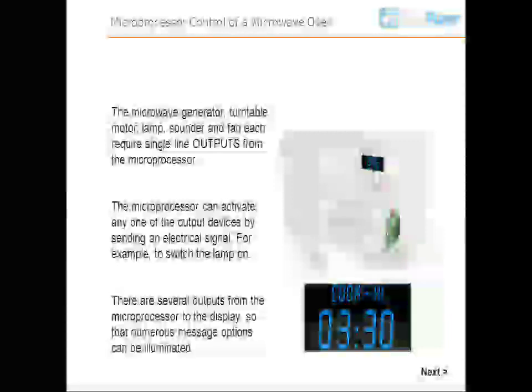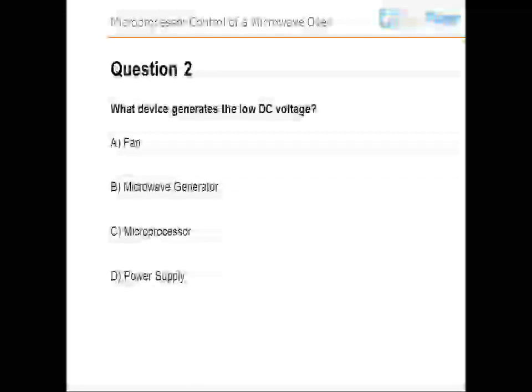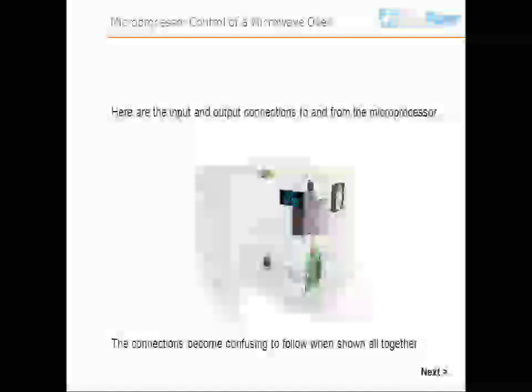Question 1. Which device is an input to the microprocessor? A. Lamp. B. Fan. C. Keypad. D. Microwave generator. Question 2. What device generates the low DC voltage? A. Fan. B. Microwave generator. C. Microprocessor. D. Power supply.